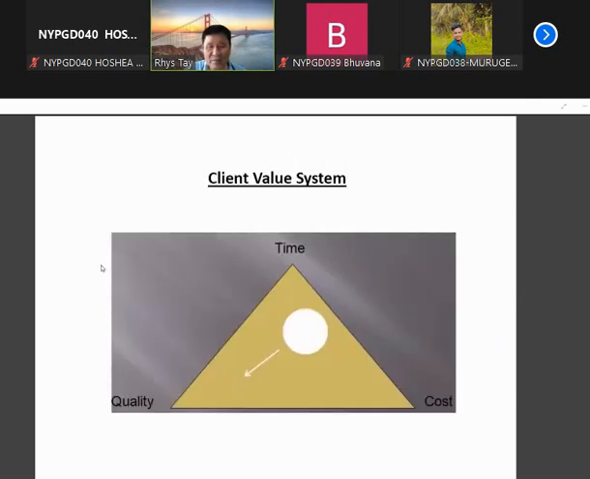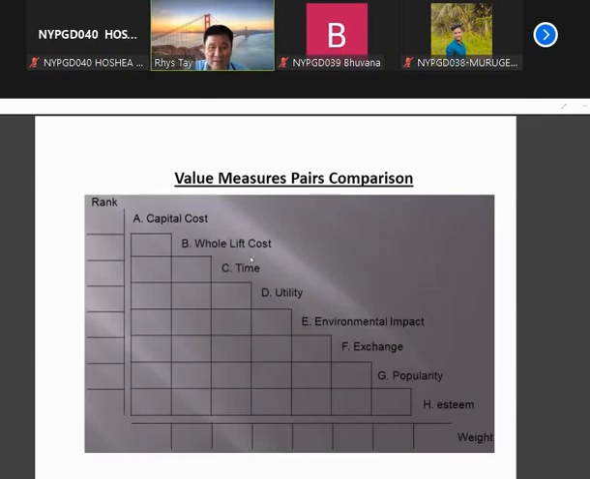Okay. And again, we can see that there is quality, cost, and time. This is what they call the critical value system, or they call it the triple constraint in project management. Okay. So value measure, pair comparison. So there is a schedule, compare and weigh how the impact is, all these things. The job you've done, is it worthwhile to do it, right?